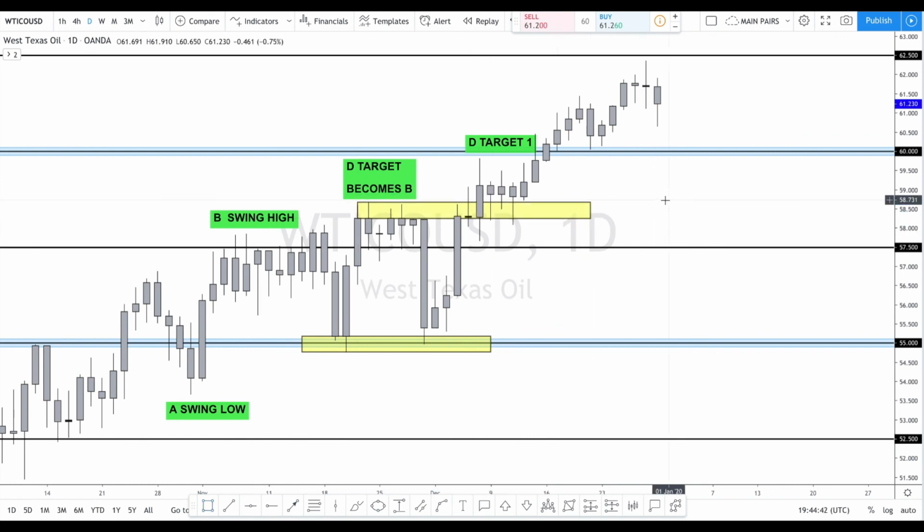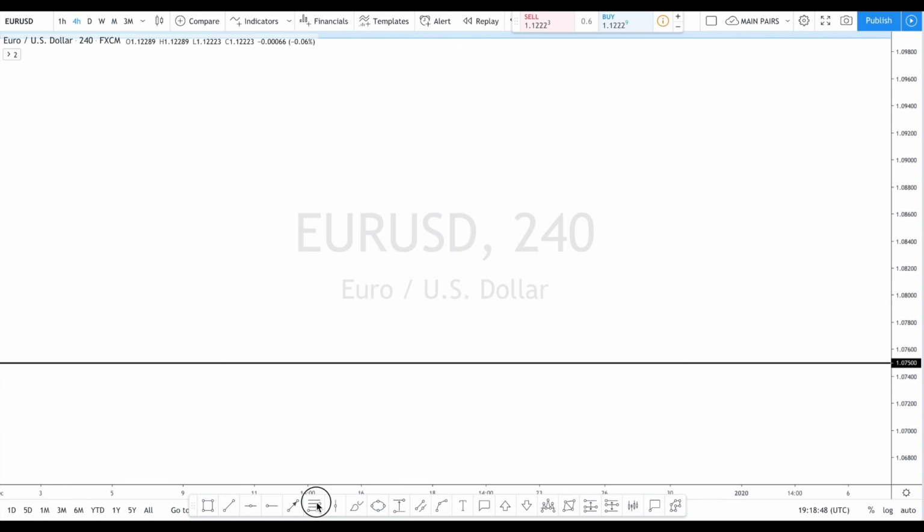So I'm going to move into moving averages now as a way to show you how you can increase the probability further of the turning points in the market.